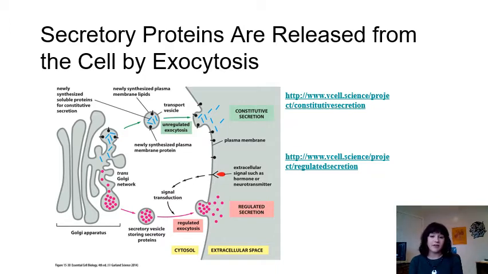So, for example, we've talked about release of neurotransmitters before at the synapse, right? These neurotransmitters are sitting in vesicles and they are waiting to be released, right? And so would you consider that to be constitutive or regulated secretion? It would be the second, regulated secretion.